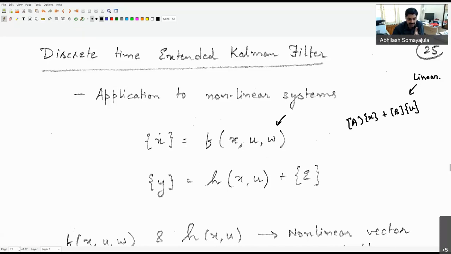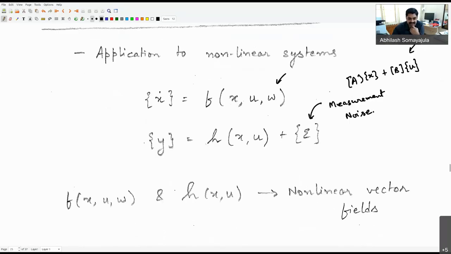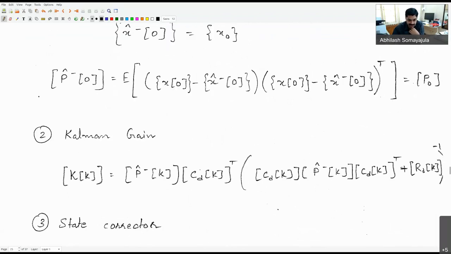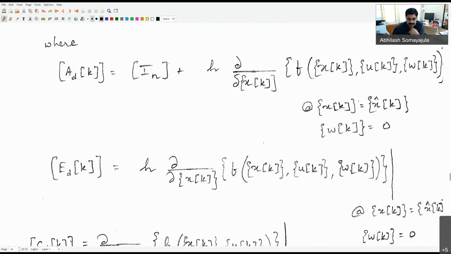So depending on the state variables and the control inputs, my value of y may be nonlinearly dependent on them. And we are adding some noise, which is called the measurement noise. All right, so you can see that the extension here is that F and H are now nonlinear vector fields. And the process is very similar again. We'll still apply the Kalman filter algorithm, but the only difference is that we'll now define these discretized matrices AD, BD, CD, and DD in terms of the nonlinear vector fields.